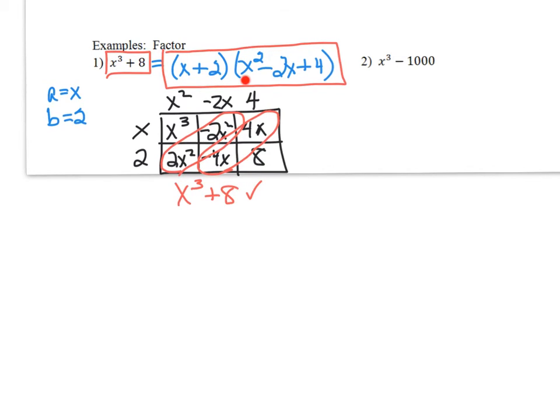Now when I look at the trinomial, that's a trinomial that can never be factored. So I'm not going to be able to simplify this anymore or factor any further. Let's try the next example.